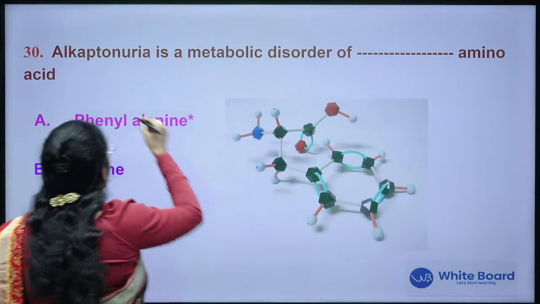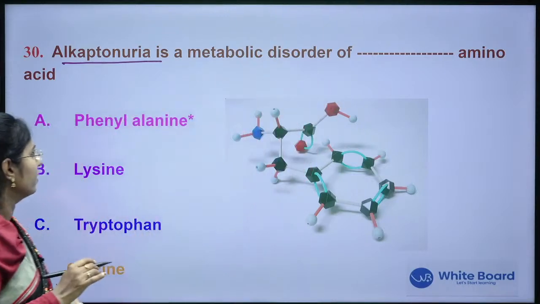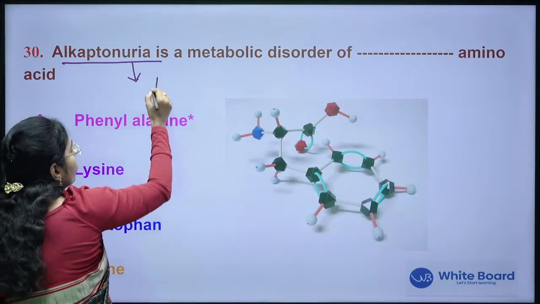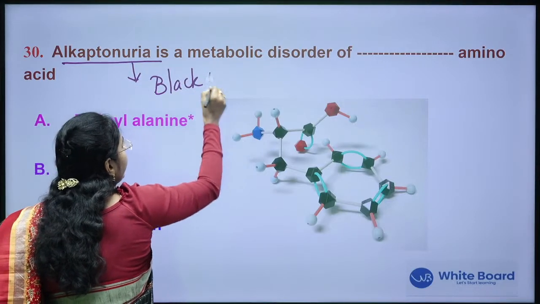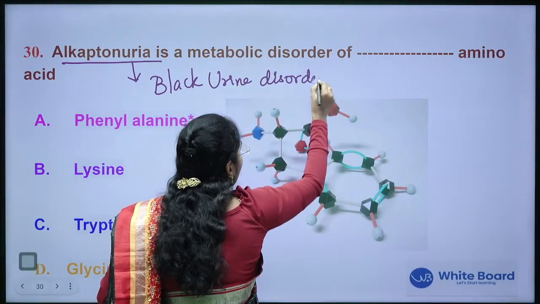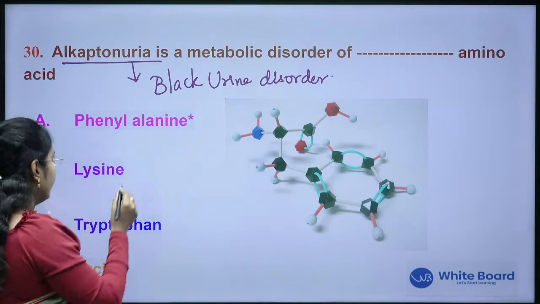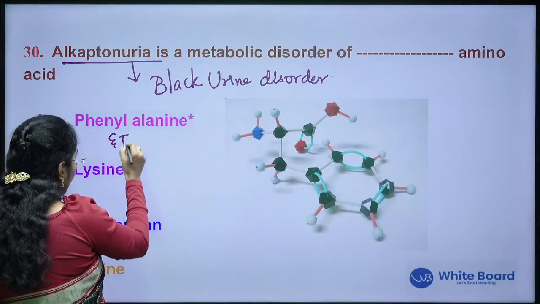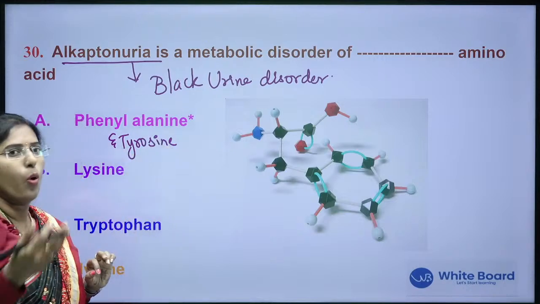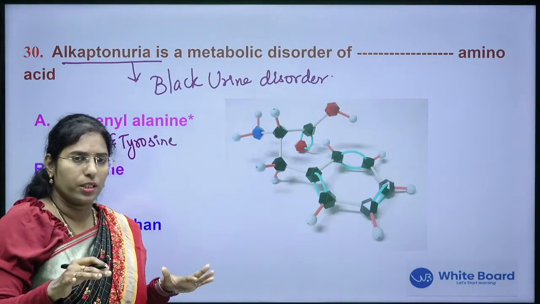Alkaptonuria is a metabolic disorder of dash amino acid. Okay, so alkaptonuria is also known as black urine disorder. Generally, amino acids like phenylalanine and tyrosine undergo metabolism. They have to undergo metabolism completely, hasn't it?